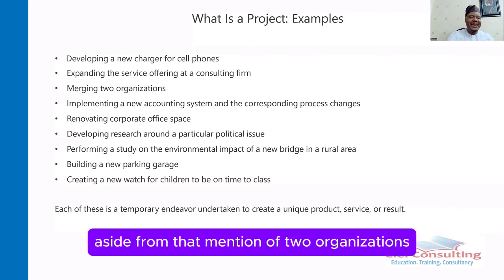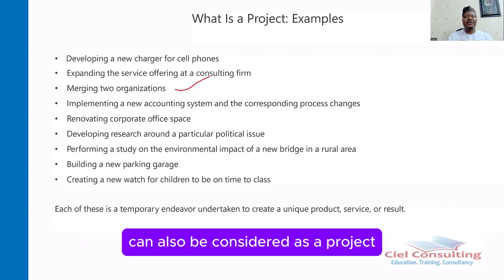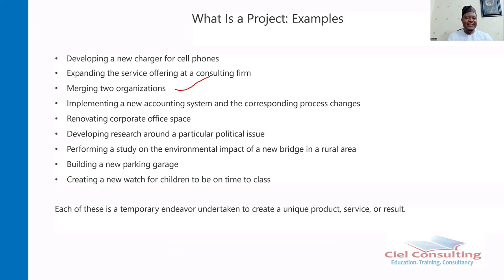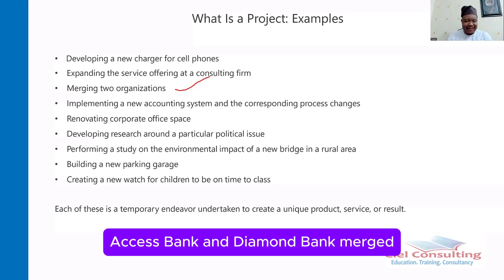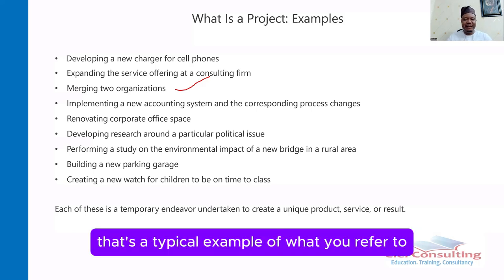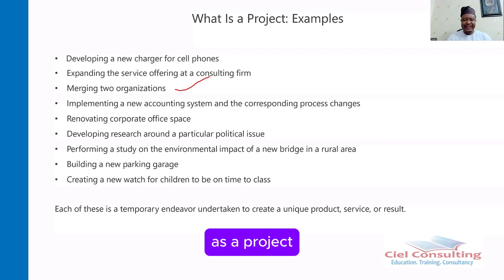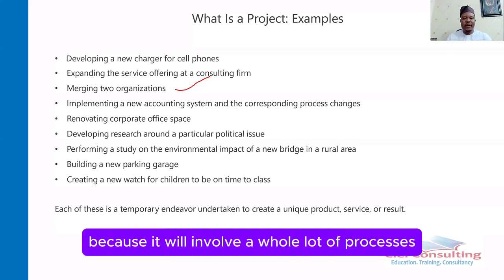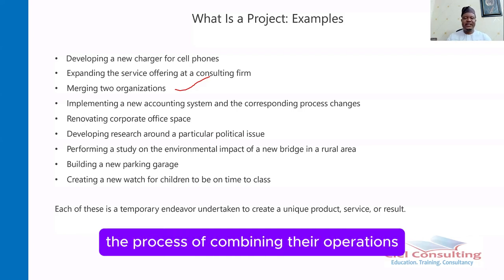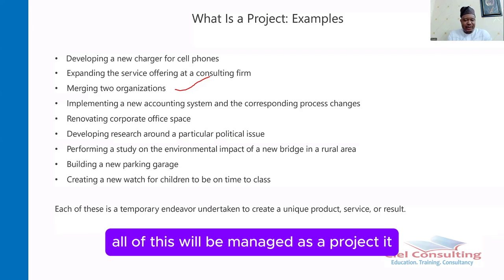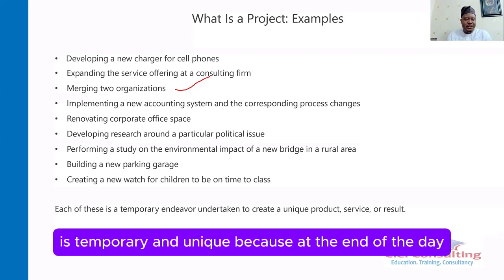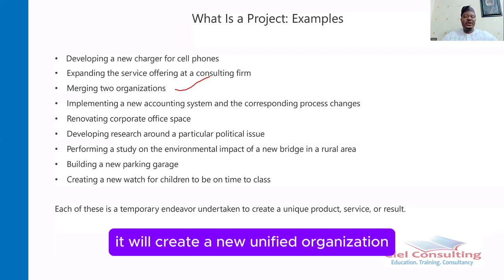Aside from that, the merging of two organizations can also be considered a project. For example, recently we had a situation where Access Bank and Diamond Bank merged. That's a typical example of what we refer to as a project because it involves a whole lot of processes. The process of combining their operations, their systems, their cultures, all of this will be managed as a project. It is temporary and unique because at the end of the day, it will create a new unified organization.